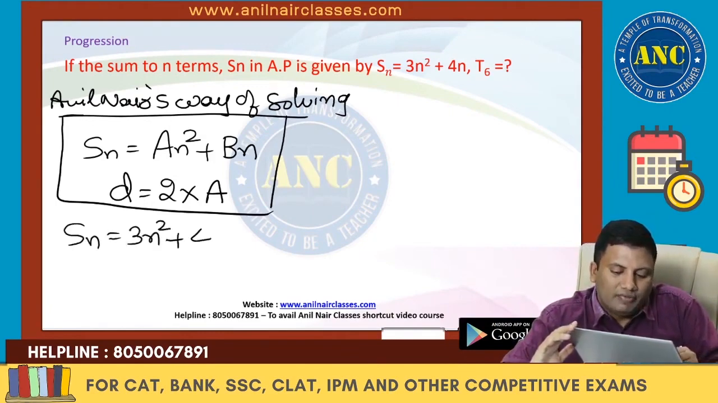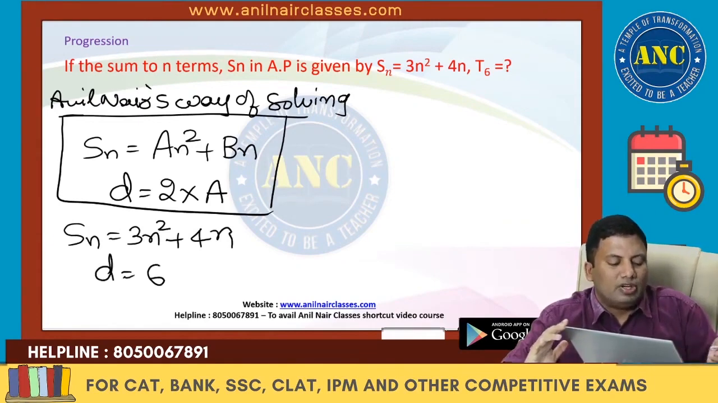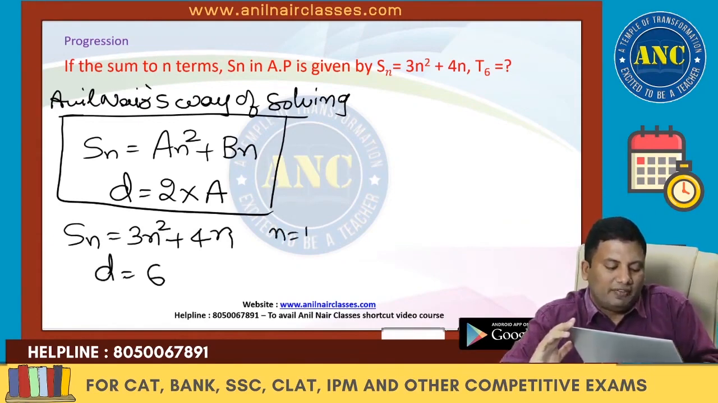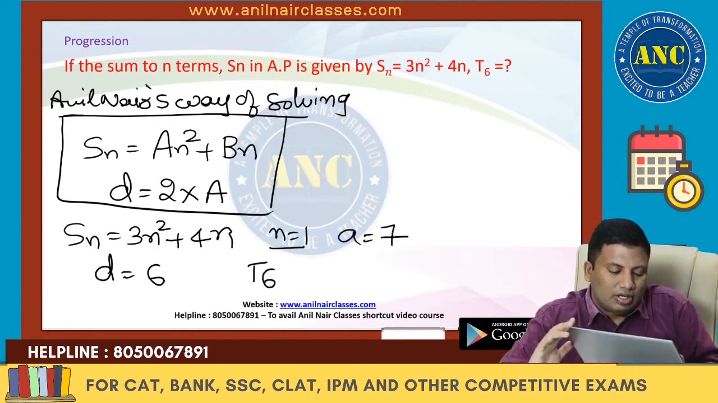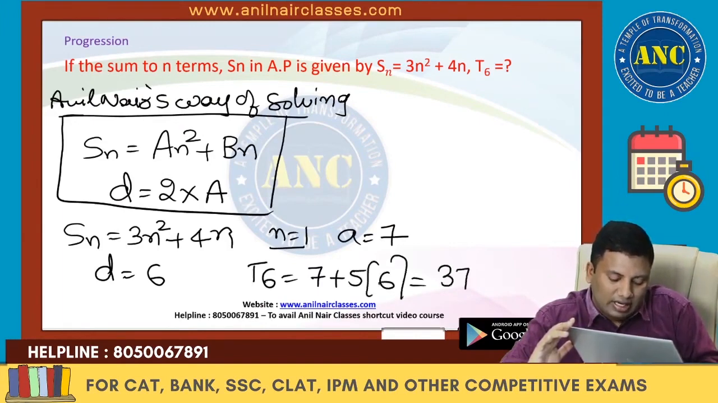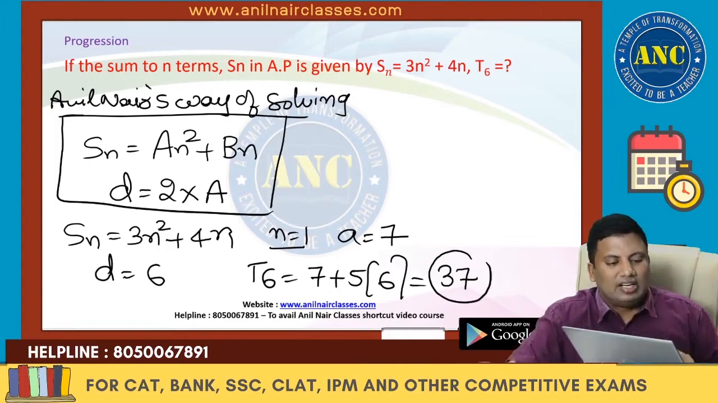Sn is 3n square plus 4n. D is nothing but 3 into 2, 6. Anyway, if n value is 1, A value will become 7. So T6 is nothing but 7 plus there are 5 gaps. 5 into 6, 30. 30 plus 7 is 37.